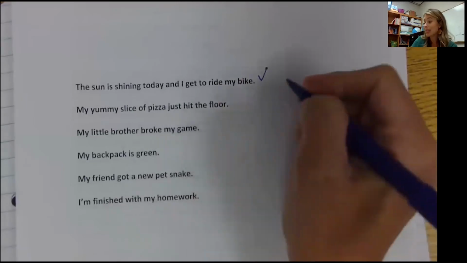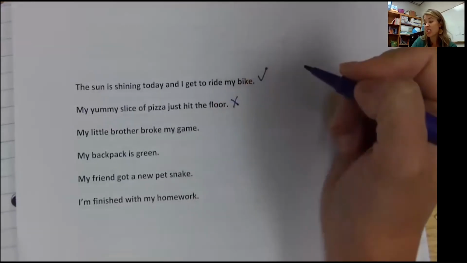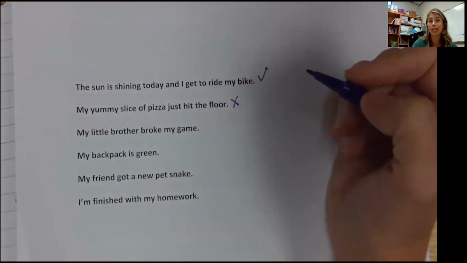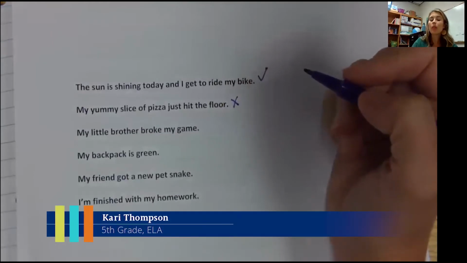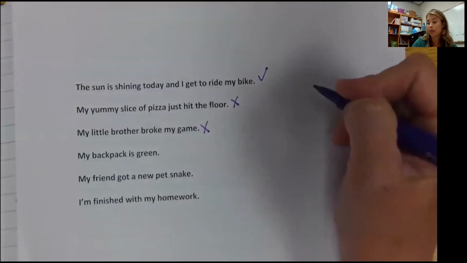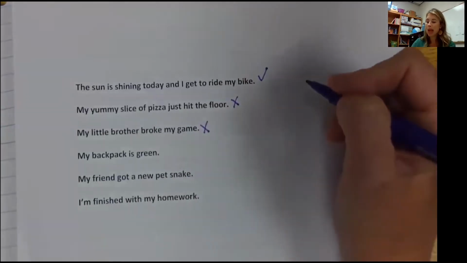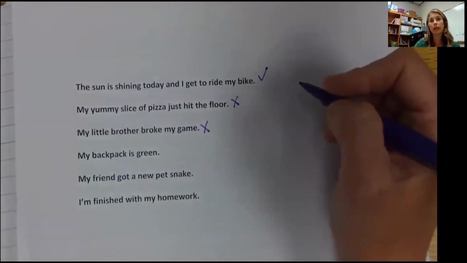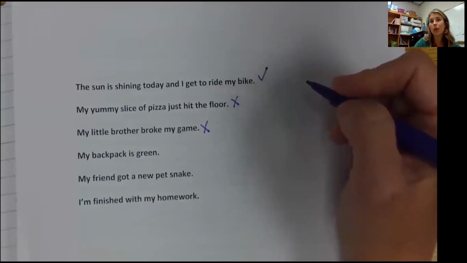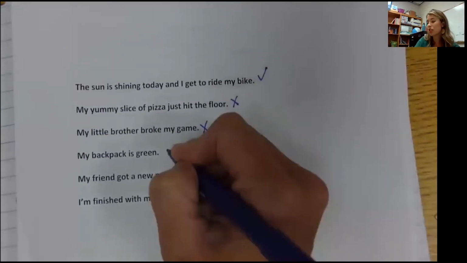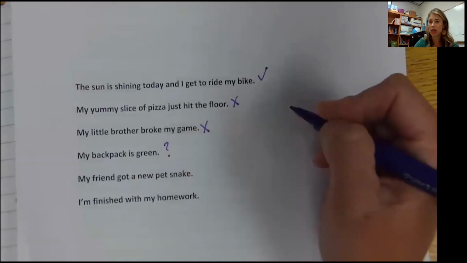My yummy slice of pizza just hit the floor. Well, that is definitely a negative because I love pizza, and if it hit the floor, that means I can't eat it anymore. My little brother broke my game. Positive, negative, or in between? Definitely negative. That gets an X. My backpack is green. Let's think about that one. I like green, but yellow is really my favorite color. So I'm going to give this one a question mark because it's neither positive or negative. It's kind of in between.